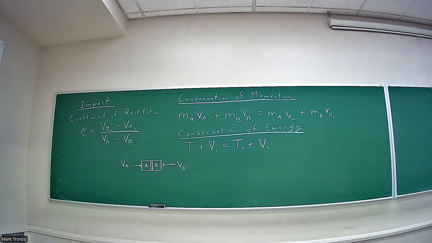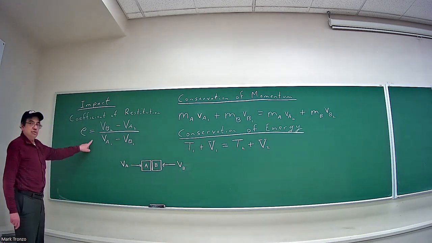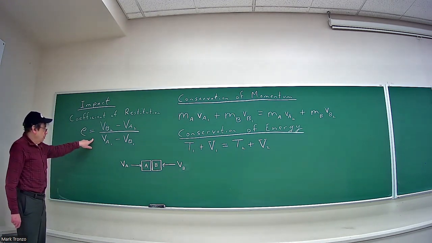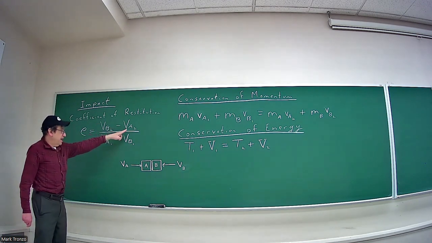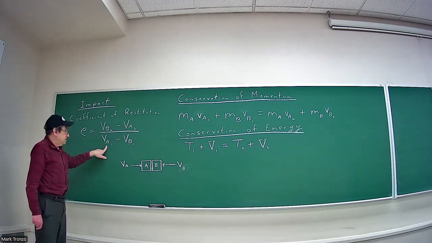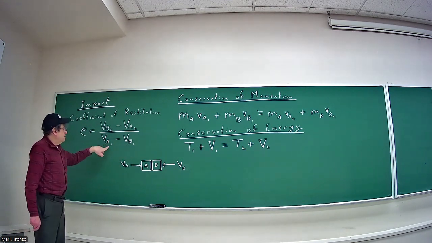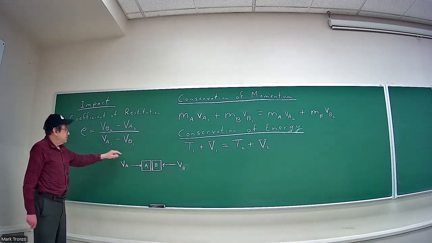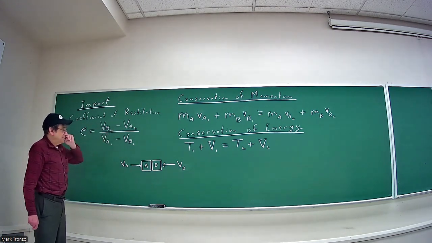In this video, we're going to talk about impact. In particular, we're going to talk about central impact. And we're going to use these equations, the coefficient of restitution, which is the velocity of B2 minus velocity of A2 divided by the velocity of A1 minus velocity of B1, where of course 1 indicates the initial velocities of each and 2 the final velocities.